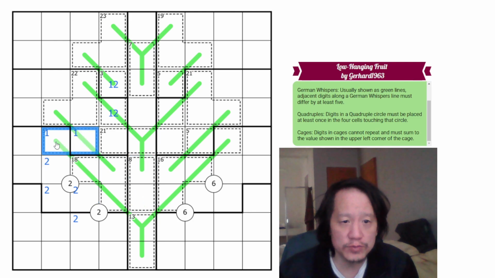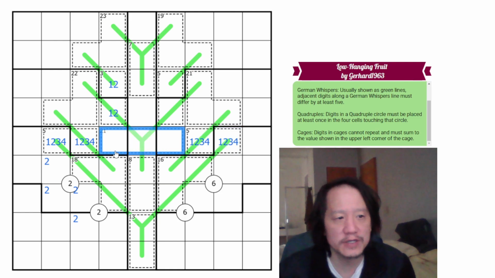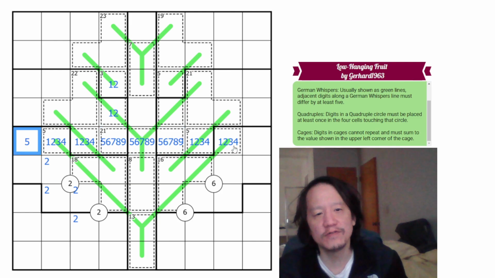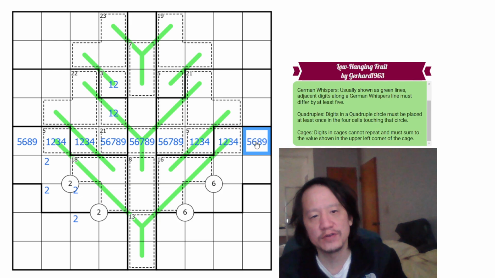Also, we know this is 1, 2, 3, 4. And this is 1, 2, 3, 4 because they add up to 5. Therefore, the rest of the box must add up to 9. So, must be 5 through 9. Therefore, this can never contain a 4 through 1. So the options here are 5, 7, 9 or 6, 7, 8. So this has to be on the outside, 5, 6, 8, or 9. And this is 5, 6, 8, or 9.